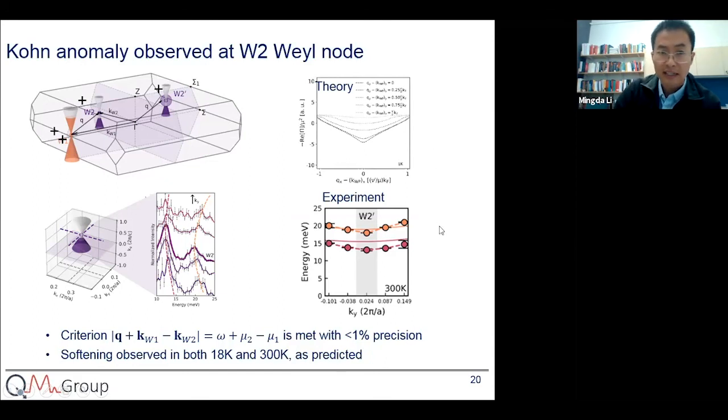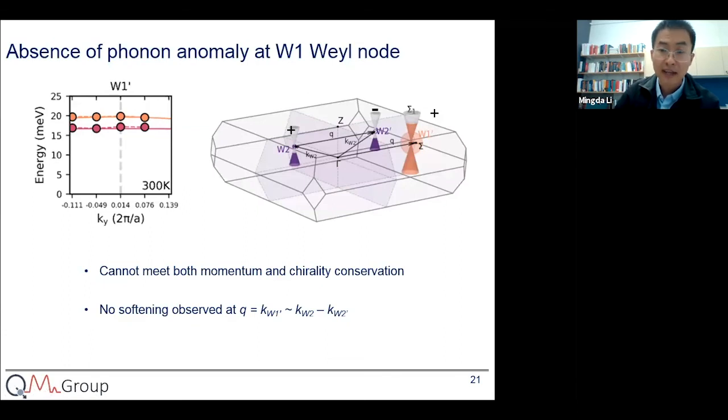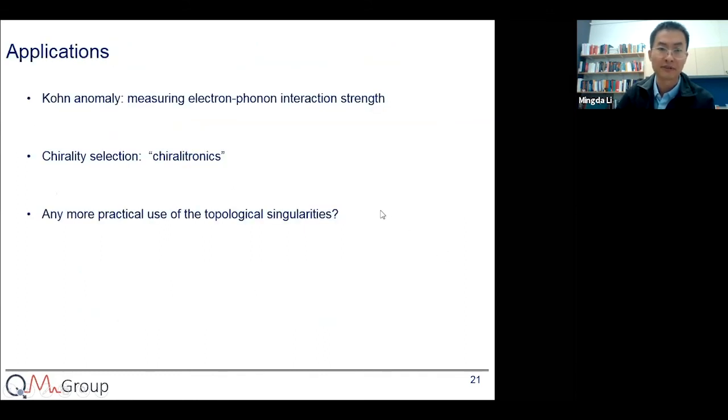Contrary to that, if we go to another W1 type of Weyl node, which links two different W2 types of Weyl node, we won't expect a Kohn anomaly. The reason is that linking these two Weyl nodes to meet momentum and energy conservation, they must have opposite chiralities. That's why we wouldn't see any softening profile there. So that's our main experimental finding, showing that this electronic topological singularity softens the phonon.